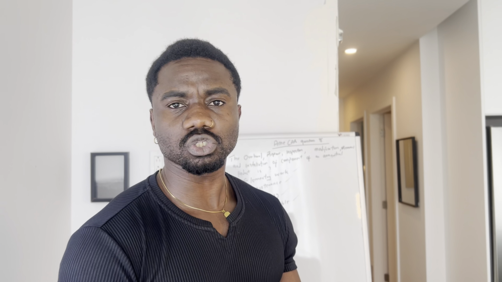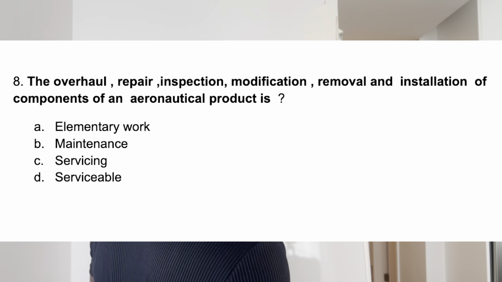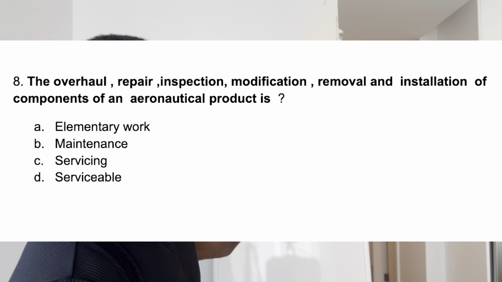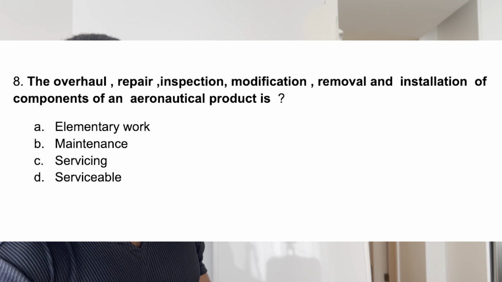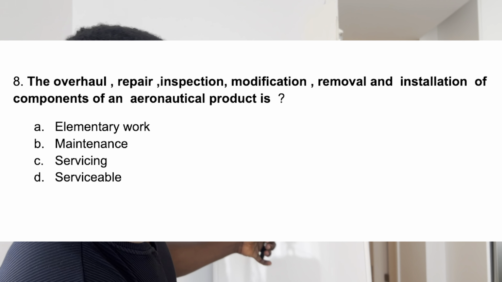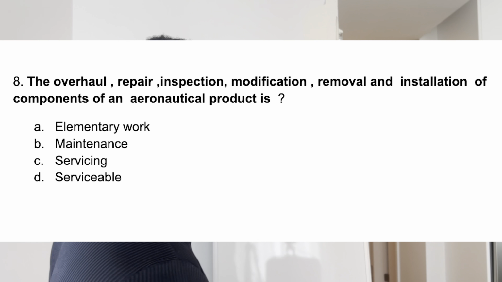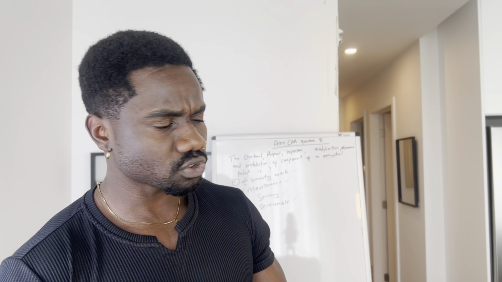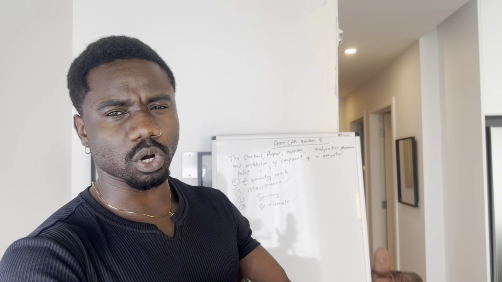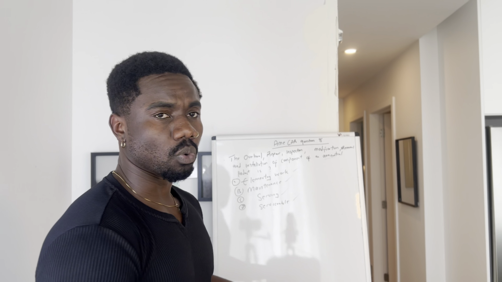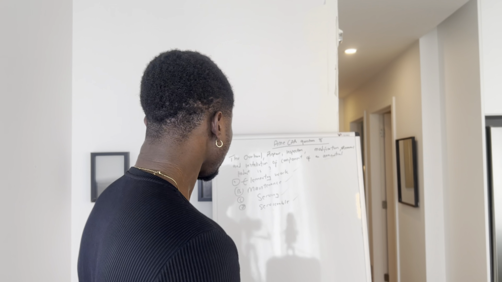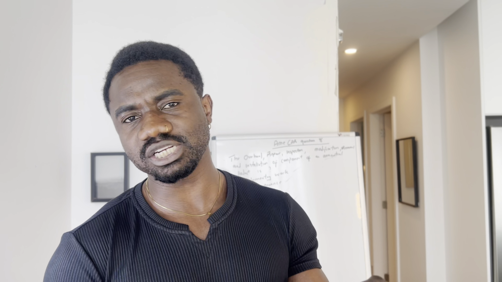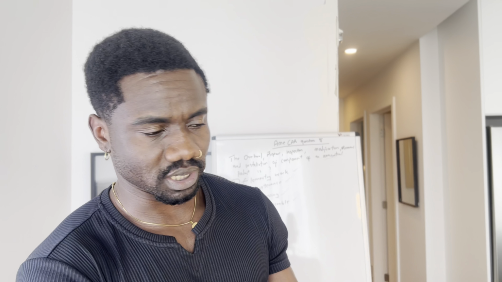All right, so imagine you're doing your CARs examination and you get a question like this. The overall repair, installation, modification, removal and installation of a component of an aeronautic product is: option A, elementary work; B, maintenance; C, servicing; D, serviceable. Before I give you the right answer, let's go through some of these options and understand what they are talking about. First, I'm going to explain what elementary work is. Basically, elementary works are tasks done on an aircraft that do not require a maintenance release. So the key words: elementary work does not require a maintenance release.